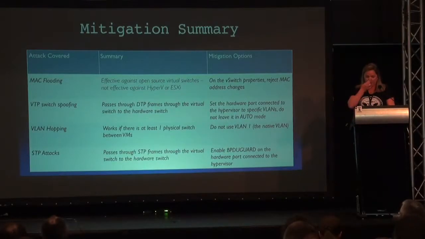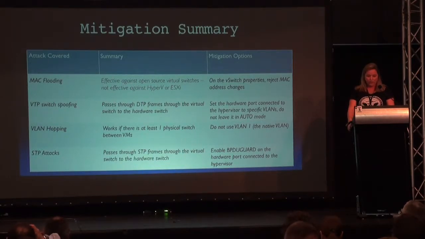So definitely harden your switches. A summary of what I've covered and the mitigation options. MAC flooding was effective, but is easy to prevent by hopping on the vSwitch and rejecting MAC address changes. For DTP switch spoofing, I saw that the DTP frames were passed straight through the virtual switch to the hardware switch, so set the hardware port connected to the hypervisor to the specific VLANs that you want to come up, don't leave it in auto.